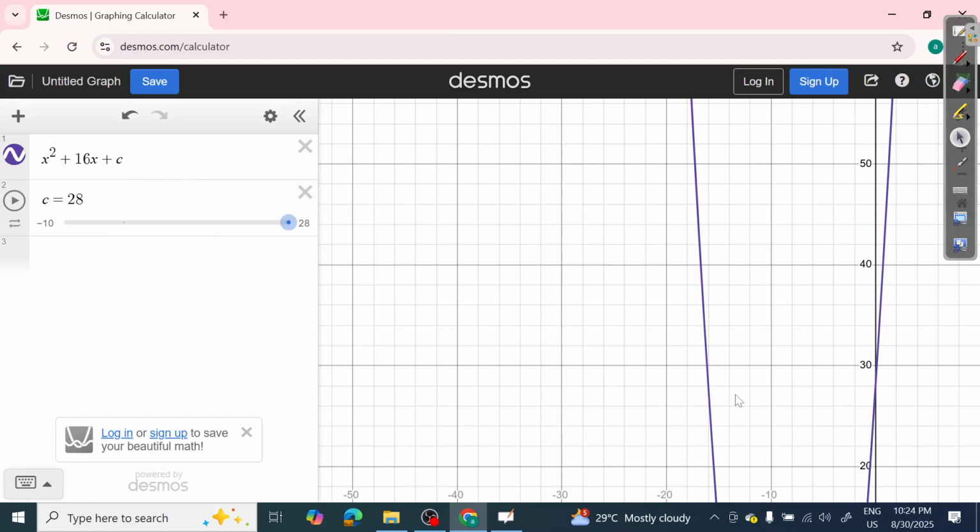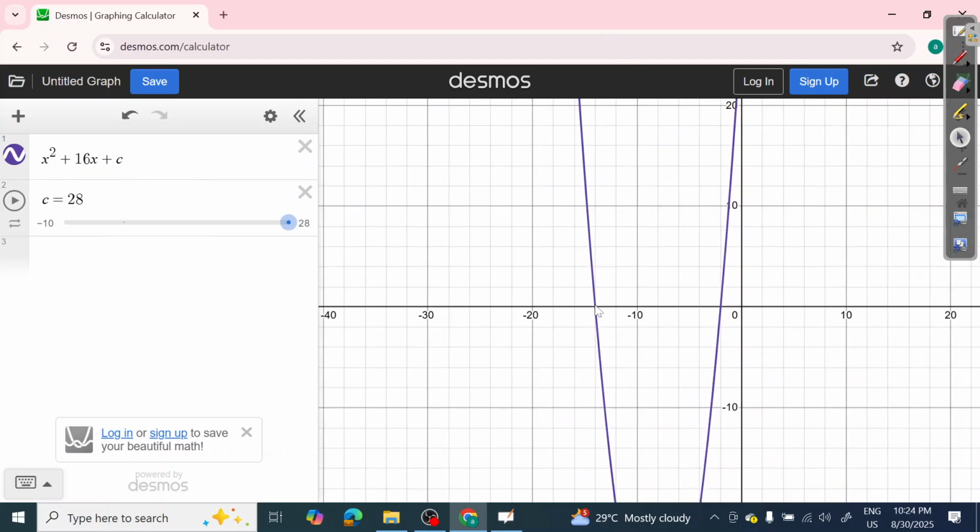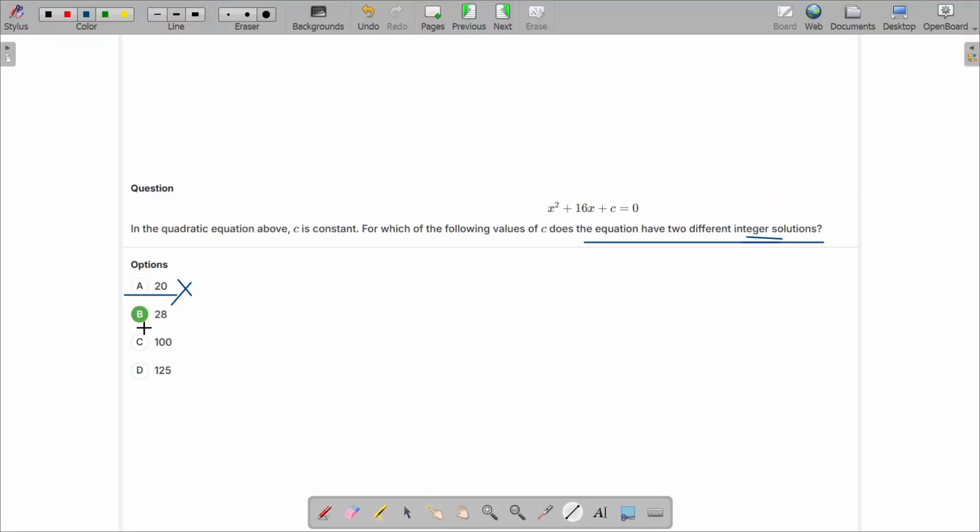Zoom in a bit so that you get a clear picture of the values. Here you're getting an integer value, that is negative 14. Again an integer value. Both the values are integer. Both the x-intercepts are integer, and that's what they are asking in the question. So your answer will be 28.